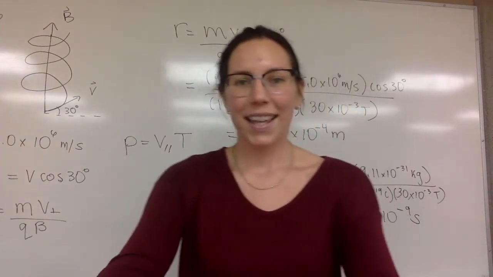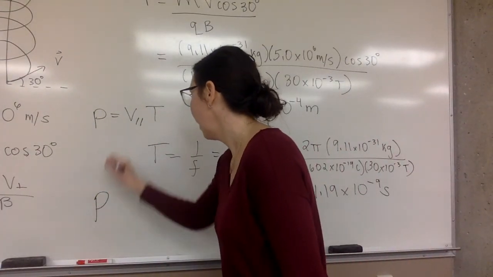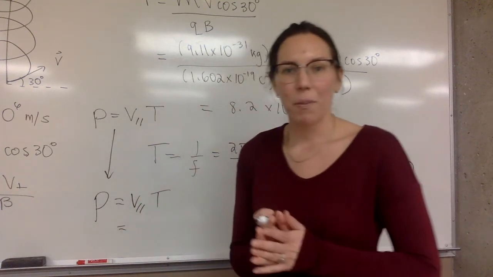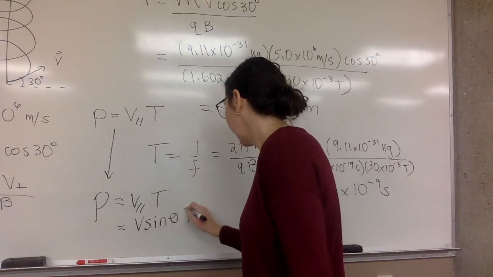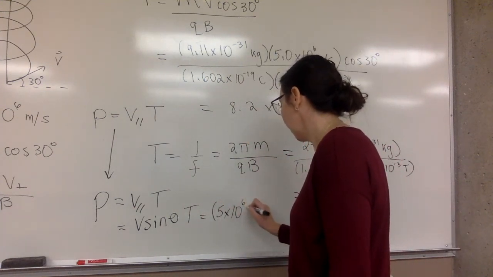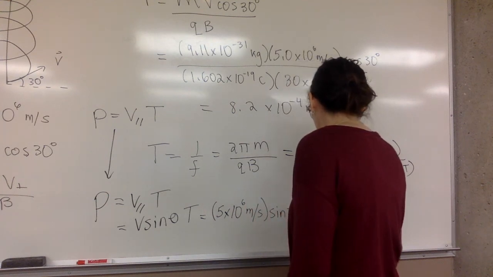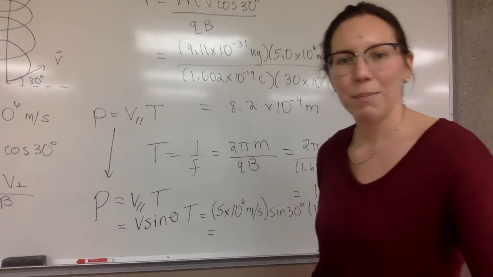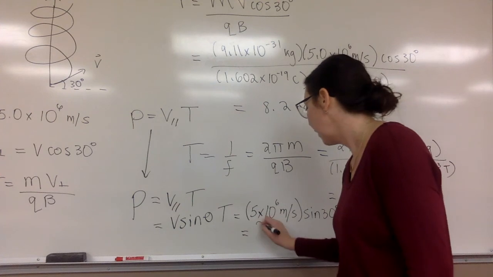I'm almost done. So the last step is the pitch, and we'll just plug in my formula from here. P equals V parallel times T. So this time for the parallel velocity we want to use sine. So V sine theta times the period. And that was 5 times 10 to the 6 meters per second, sine of 30, times 1.19 times 10 to the negative 9 seconds, which gives me a final pitch of 2.98 times 10 to the negative 3.